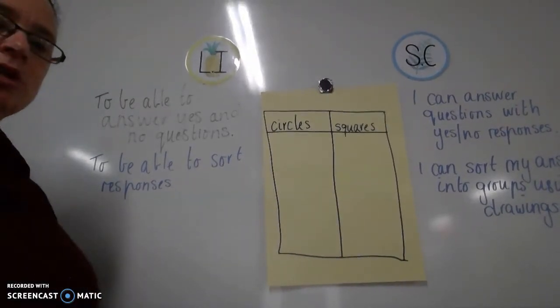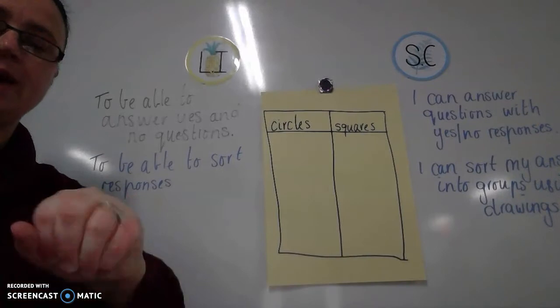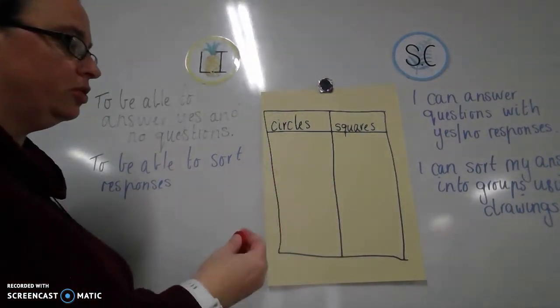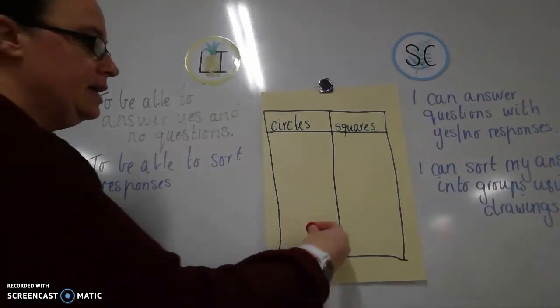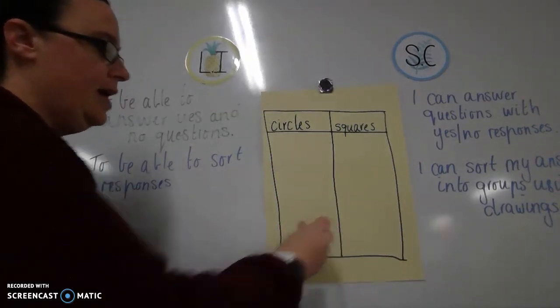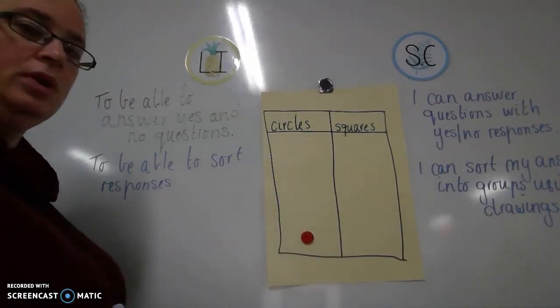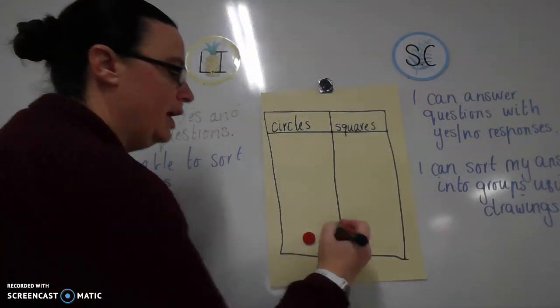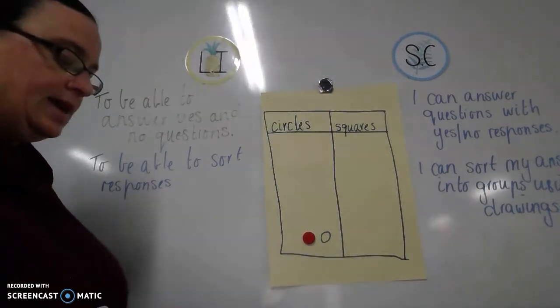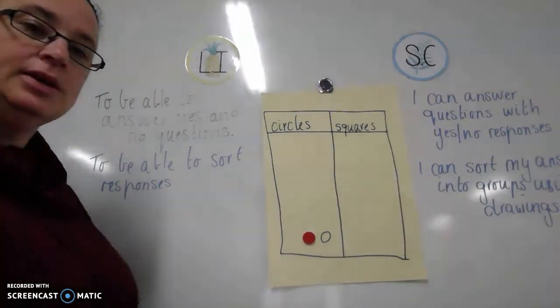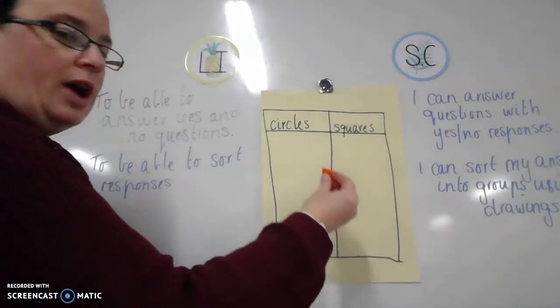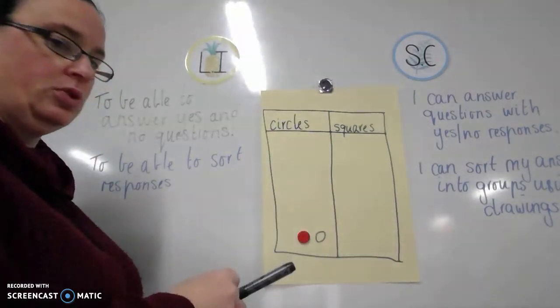Now what I'm going to do is I'm going to pull out from my hand a shape. You ready? It is a circle. So what I'm going to do is place my circle underneath the circle column. For you, you're going to draw a circle in the circle column. Now I'm going to pull out a square. And I'm going to draw a square in the square column.